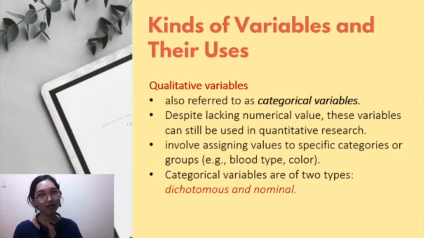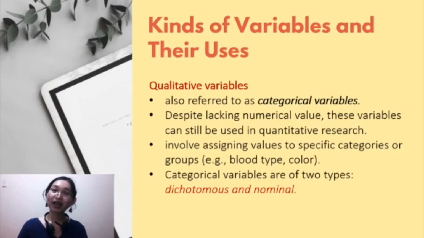Okay, so those are under our quantitative variables, the variables that have a numerical value or can be measured through numbers. The next one, we are now in the qualitative variables. It is also referred to as categorical variables. So when we talk about qualitative variable, it is the same with categorical. Do not be confused by the term. Pag categorical, it is the same with qualitative. Despite lacking numerical value, these variables can still be used in quantitative research.